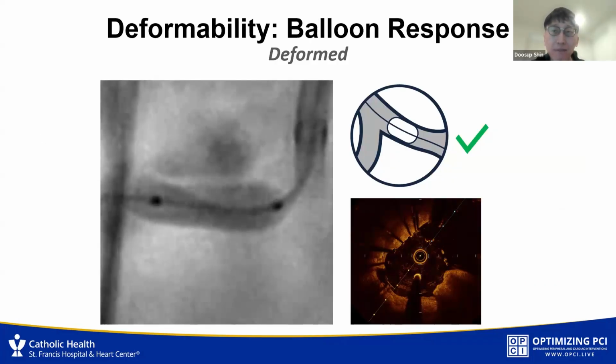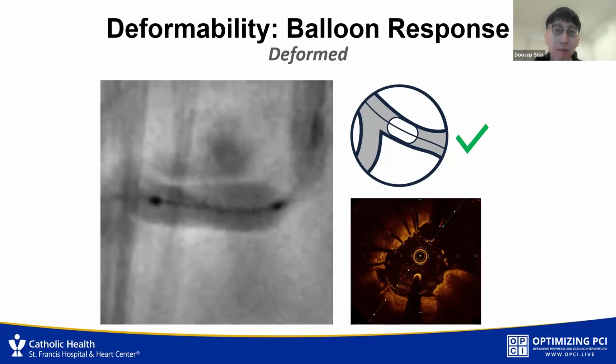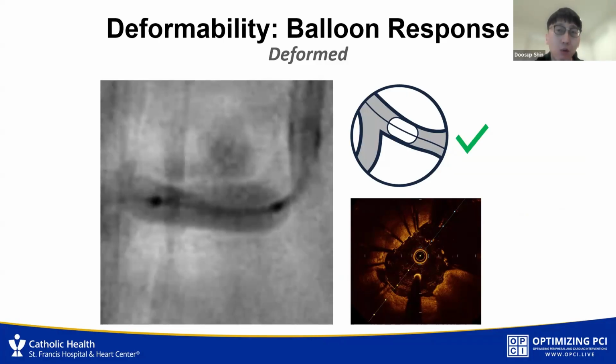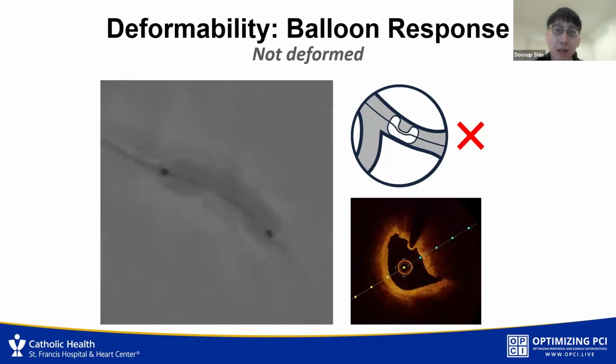As shown in this case, investigating the balloon response is probably the most effective and practical way to test for deformability. If your balloon is not fully expanded, you should consider advanced lesion preparation prior to placing any metal to prevent stent underexpansion.